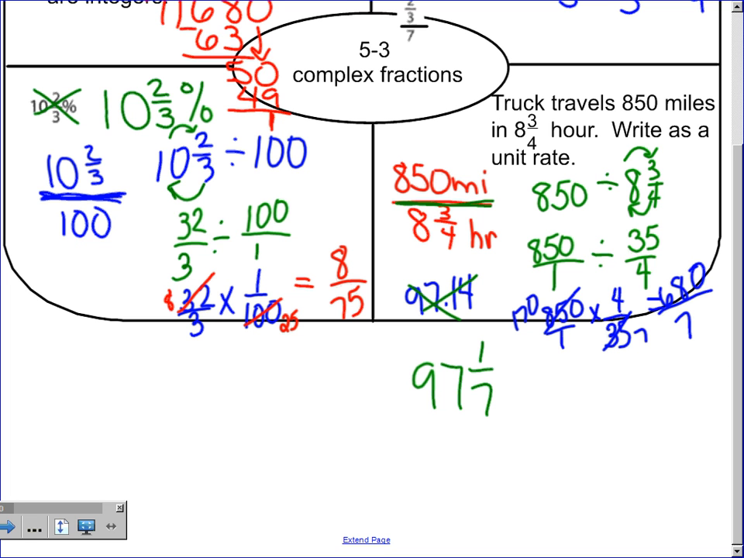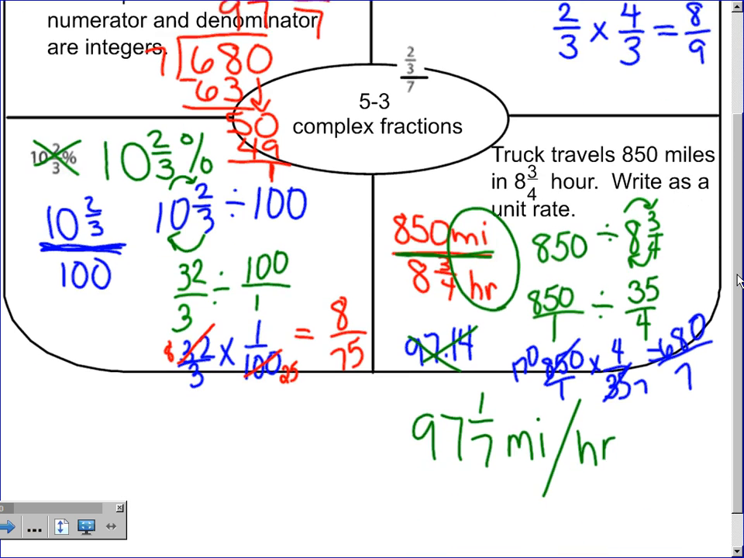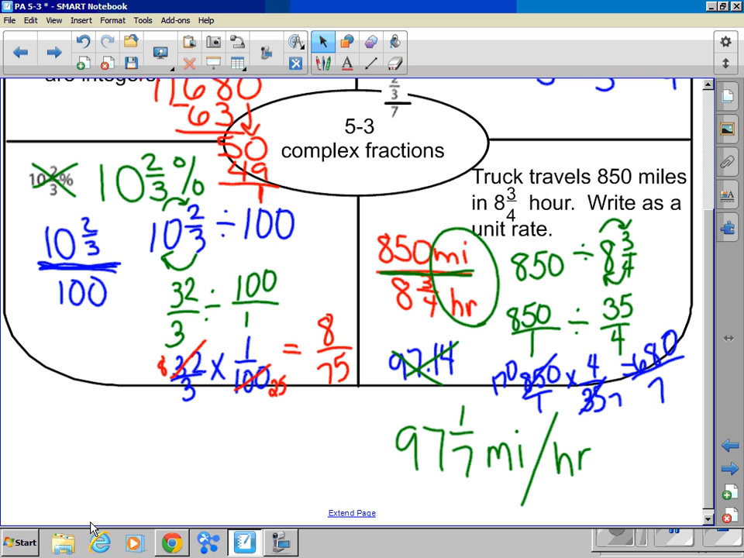And then let's go back to our labels. We just found it to be miles per hour. That's the big thing with a complex fraction and the unit rate. It needs to stay the miles per hour. Is that even right? Yeah, it is.